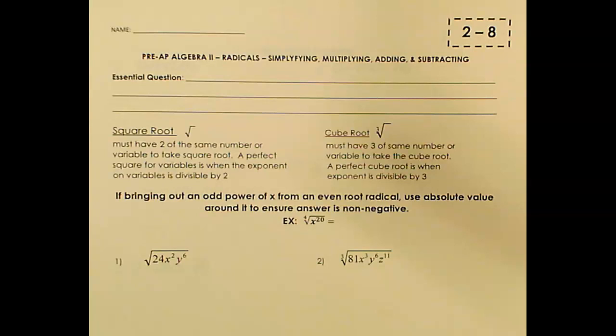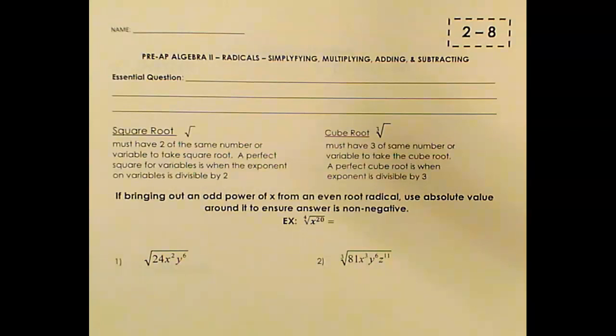Hi everyone. Today we are going to continue talking about radicals and continue talking about simplifying them, but we're also going to talk about multiplying radicals and adding and subtracting them, kind of like we did in the last set of notes with complex numbers. So we talked about how to simplify, multiply, add, and subtract complex numbers. Today we're going to move on to radicals and how to do all of those things with radicals.